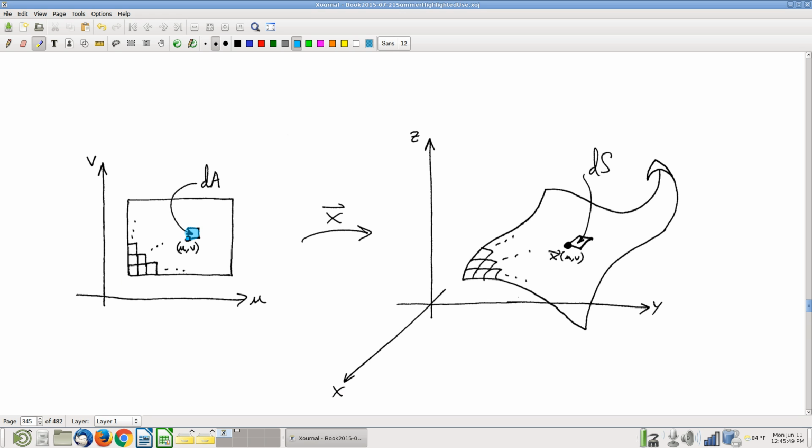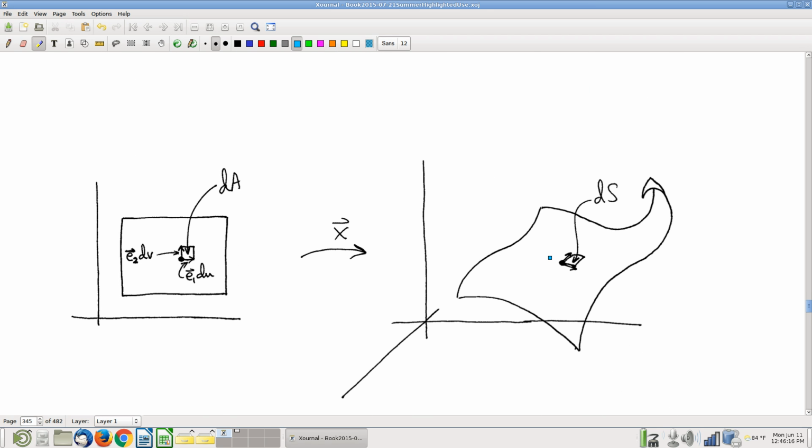I'm going to take little pieces of area over here in the UV plane, and I'm going to ask, what does the image look like? Now I appeal to your intuition that this being a little rectangle, this is going to be some sort of a stretched out rectangle, so namely a parallelogram, approximately. Not exactly, it's not exactly flat, but it's going to be parallelogram-like.